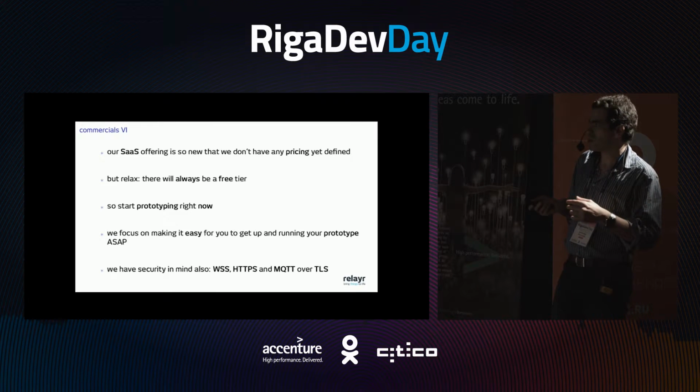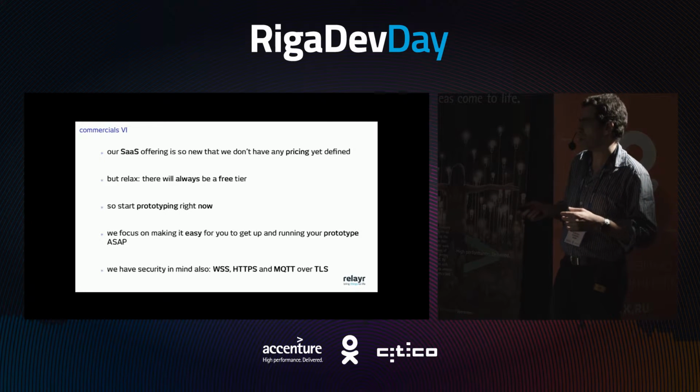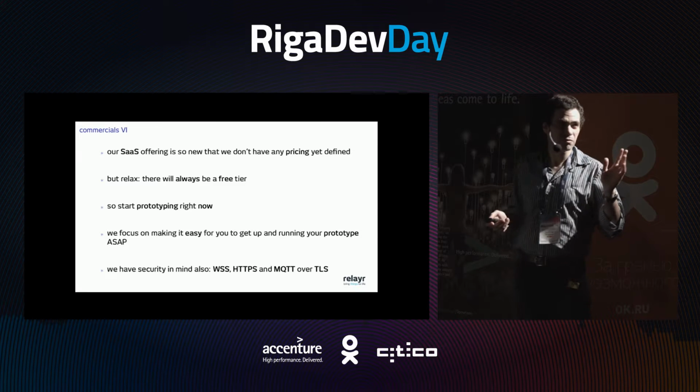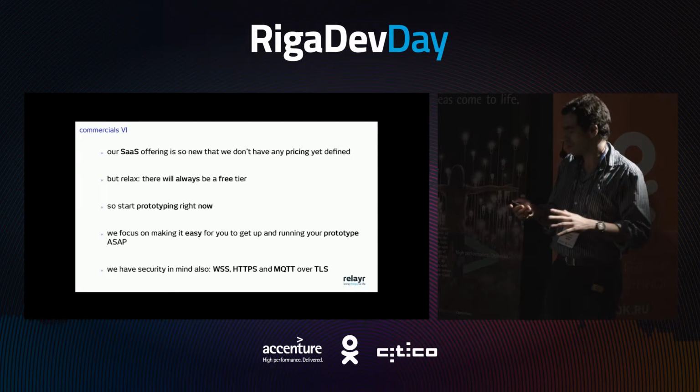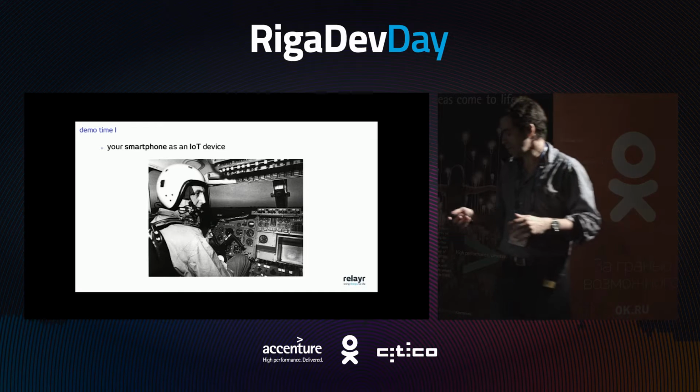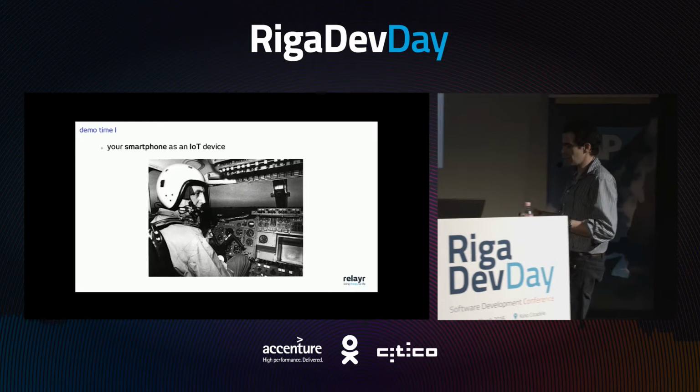So we also have security in mind. If you have something that supports TLS, we have secure WebSockets, HTTPS, and MQTT over TLS. But for you to start prototyping right away, you don't need it. So I'm going to do a demo now. We have an application here.